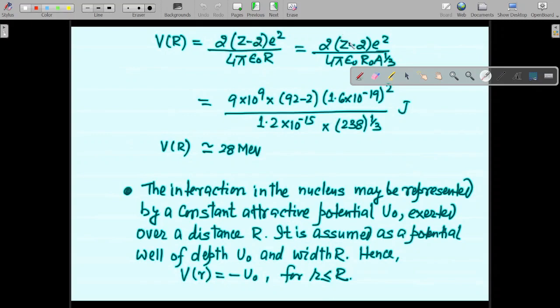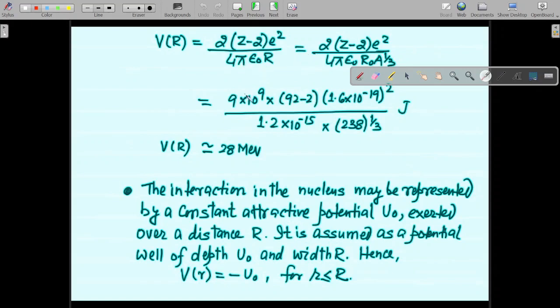So the value of Z minus 2 will be what? 92 minus 2. Because the parent nucleus has atomic number Z, and the parent nucleus is uranium. So the atomic number Z will be 92 for uranium. And the atomic number for the daughter nucleus is 92 minus 2 after the alpha particle is emitted. Okay. So that's why 92 minus 2.